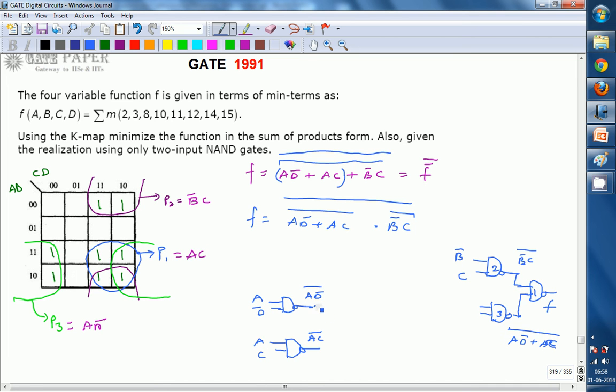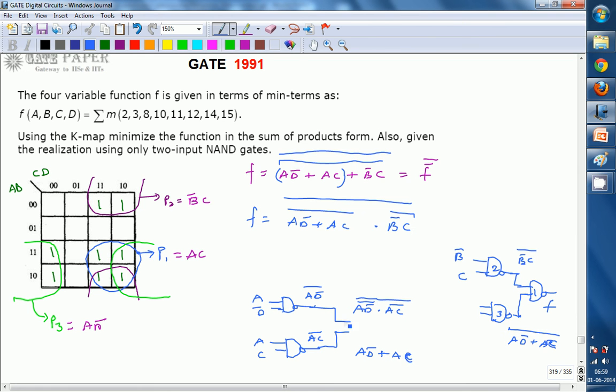Now if you give it to a NAND gate, you will get (AD bar) whole bar into (AC) bar whole bar. That implies (AD bar) whole bar into (AC) bar whole bar. So if you minimize this one, you will get the same function as AD bar plus AC, but what you will get is nothing but the complement.